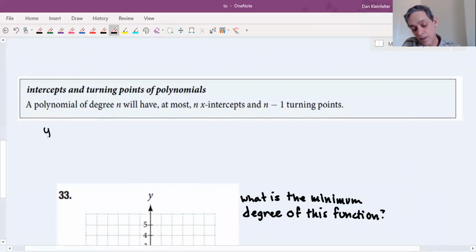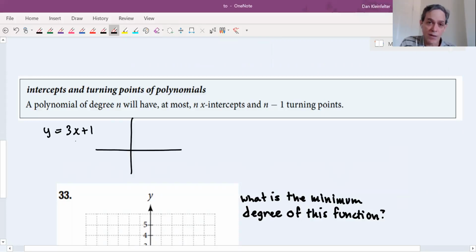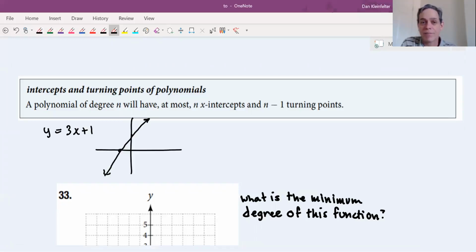So a linear function, y equals 3x plus 1. Okay, that graph is going to be a straight line, right? And here the x-intercept is going to be negative 1/3. The y-intercept will be 1. So the graph looks something like that. Okay, for a linear function, how many turning points is it going to have? How many bumps? None, right? If it's straight, and think about it, this thing has degree 1. 1 minus 1 is 0. So it's going to have 0 turning points.